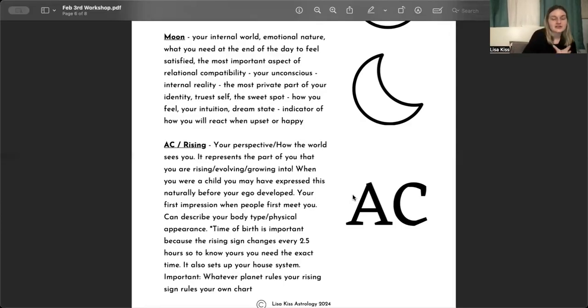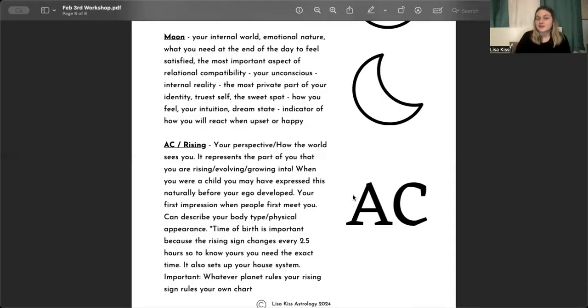It sets up all your houses in your chart, which we're not talking about today, but it sets up your view. I'm doing a hand motion. It sets up your view of everything. It can describe your physical appearance, body type, the style you have, the colors you like to wear. I sometimes say it's the glasses you put on. And again, it's your perspective of things.